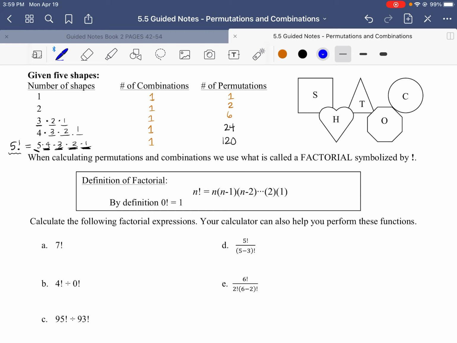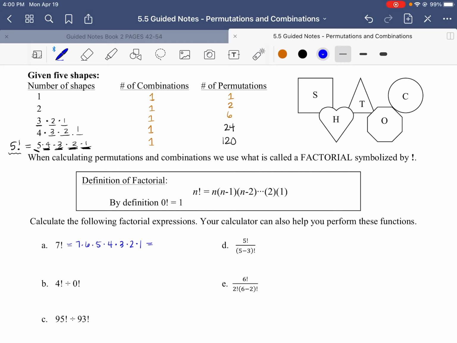Again, jumping down here, if I calculate the following factorial expressions, I'm going to have 7 factorial. That's the same thing as 7 times 6 times 5 times 4 times 3 times 2 times 1. Now, again, your calculator can do this. I understand that, but I would practice it a little bit by hand just so that you're getting more familiar with what it looks like.